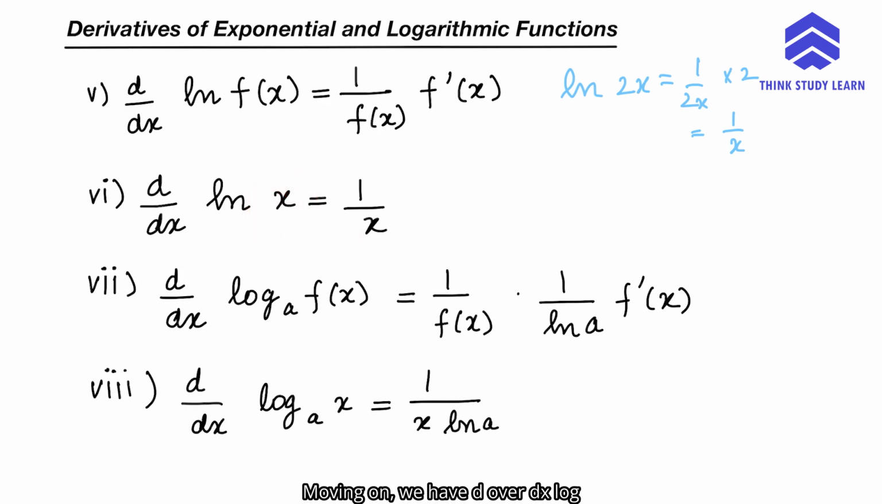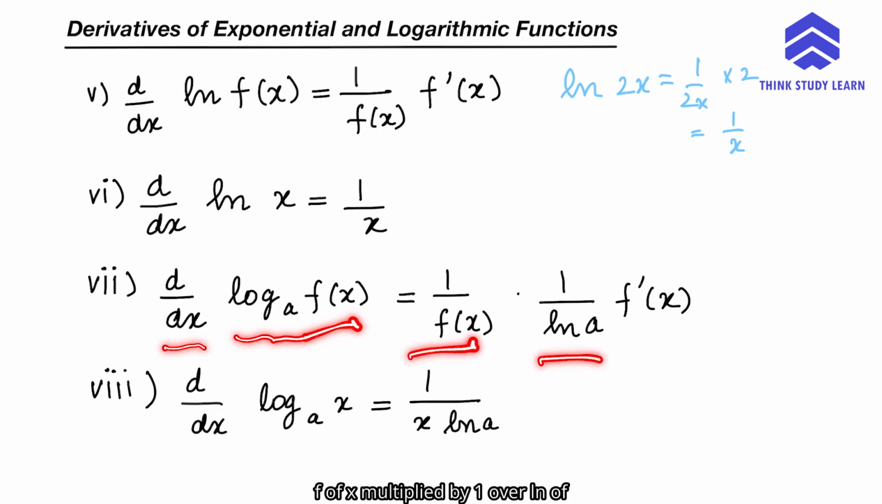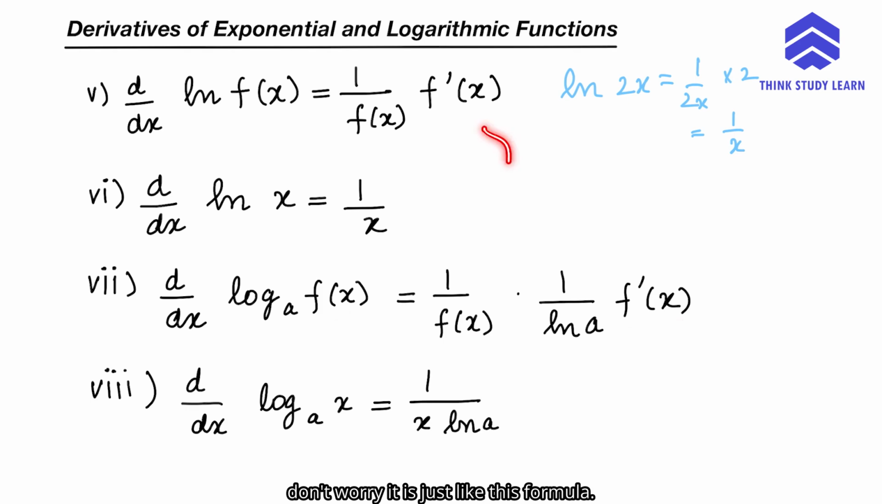Moving on, we have d over dx log base a f of x is equal to 1 over f of x multiplied by 1 over ln of a multiplied by the derivative of the function. Now, this may seem very complex, but don't worry, it is just like this formula. Now, let us compare both of these formulas. In this formula, we have a natural log, while in this formula, we have a log with the base a.